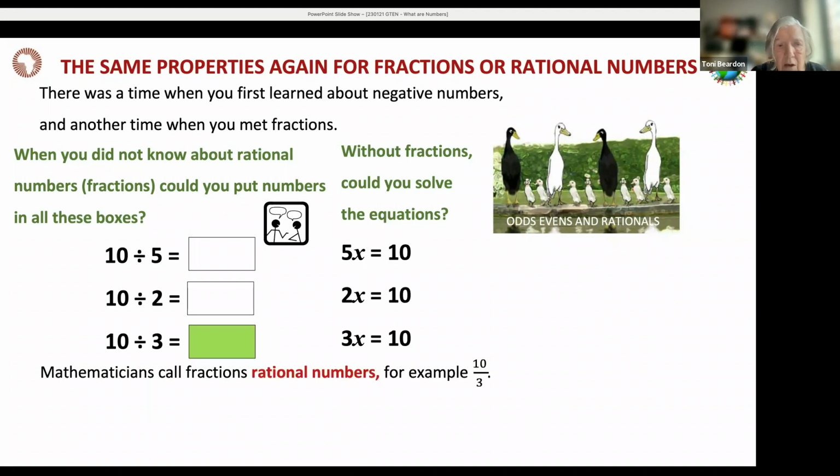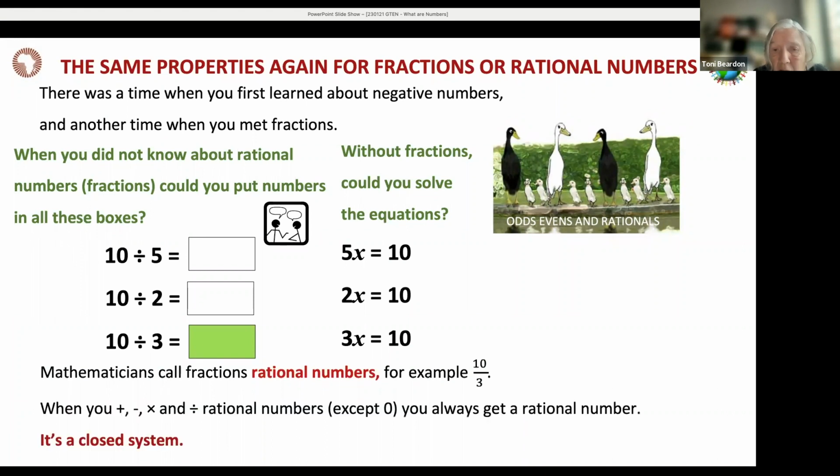And mathematicians call fractions rational numbers. For example, 10/3, which is 3 1/3. So you need to have your knowledge of fractions to solve these equations. When you add, subtract, multiply, and divide rational numbers, except 0, you always get another rational number.